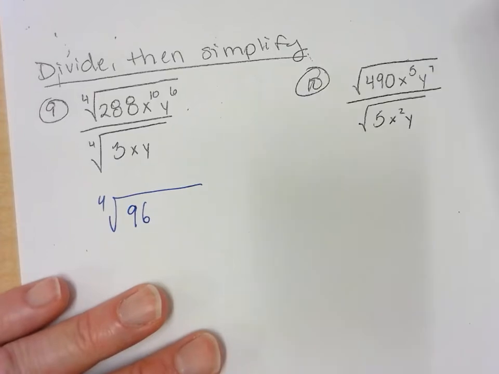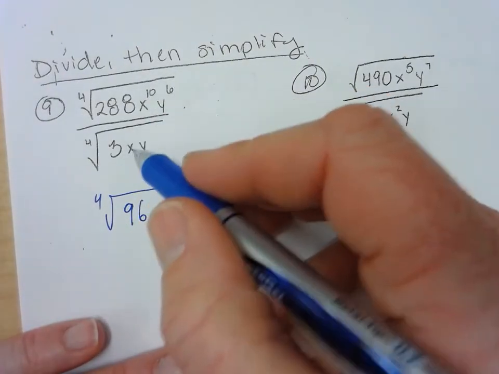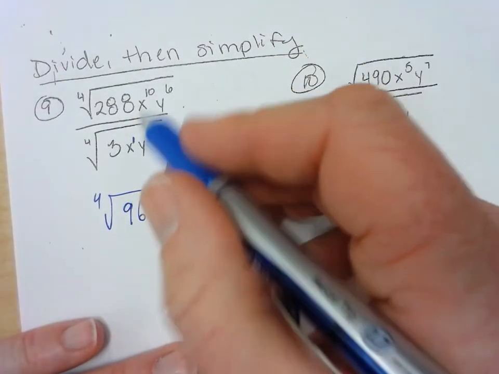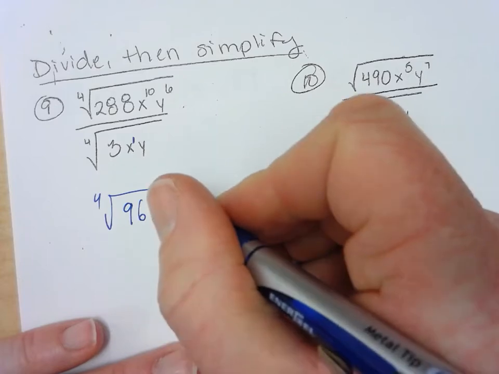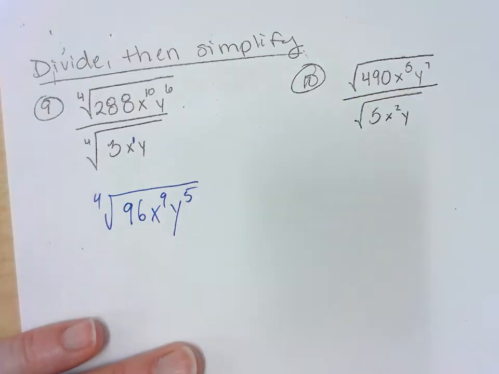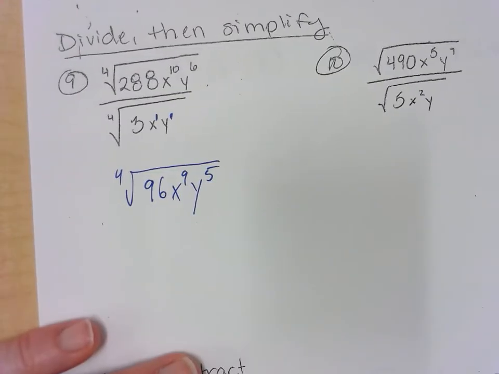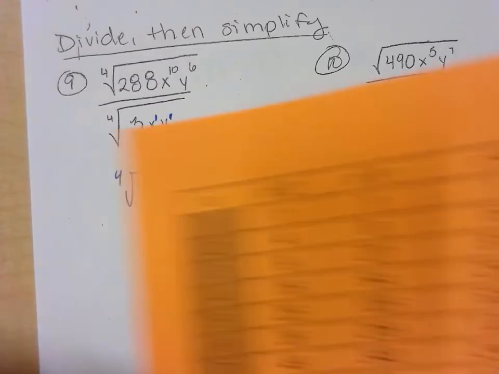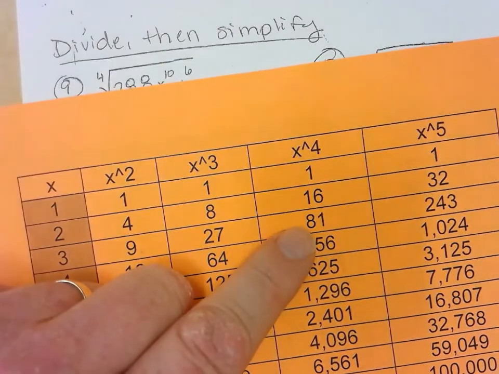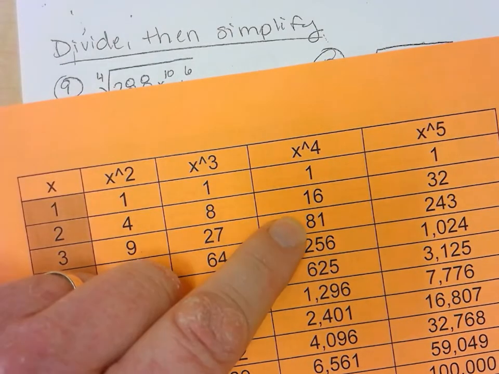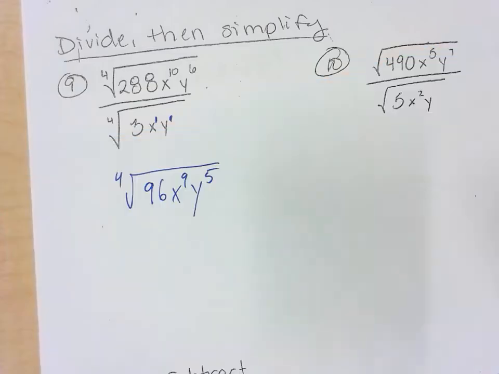96, yes. Okay, I did that right. So then when I divide, I subtract exponents with the same base, so it's the 9th and y to the 5th. So there's an invisible 1 right there. Okay, now 96. What lives inside of 96? I really only have one choice. It's either 16 or 81. So it's 16 because 81 doesn't divide in there.